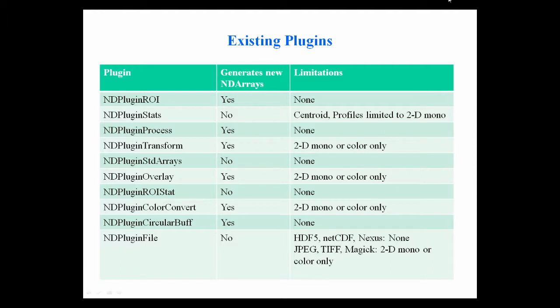I've categorized these by a few of the characteristics of these plugins. The first is: is it a type of plugin that generates new ND arrays? Or is it both a consumer and producer of ND arrays, or just a consumer? And what limitations, if any, does that plugin have in terms of what kind of arrays it can handle?